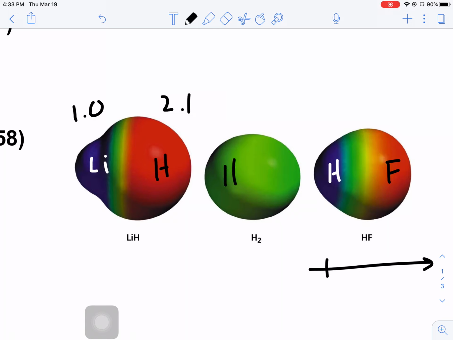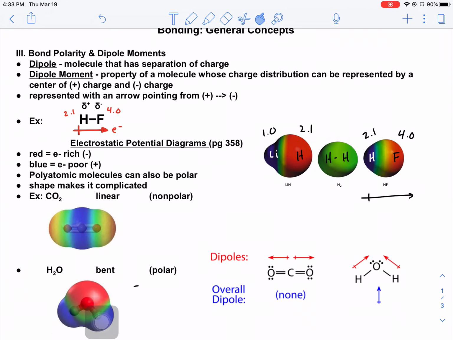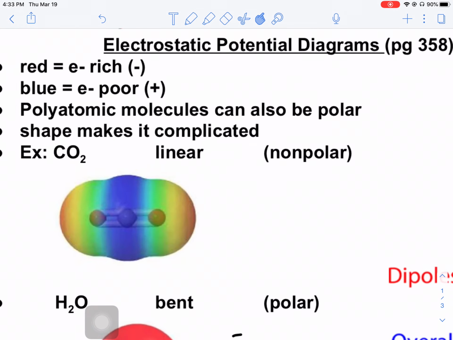Okay. Another molecule would be H2. Now this molecule is just green because the electrons are shared 50-50. There is no positive or negative end. But then we get to hydrogen fluoride. We know the hydrogen's about a 2 and fluorine's about a 4. So the electrons are going to spend more time on the fluorine end of the bond, fluorine being red and hydrogen being blue.